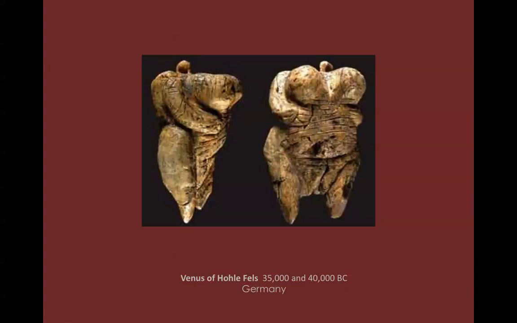They were always women. They always had no feet. They always had big bellies, large breasts, relatively unimportant heads, and arms. And this is the Venus of Hohlefels, which is the oldest one, somewhere between 35,000 and 40,000 BC. They have come to be known as the Venus figurines, Venus being the goddess of feminine beauty and love.